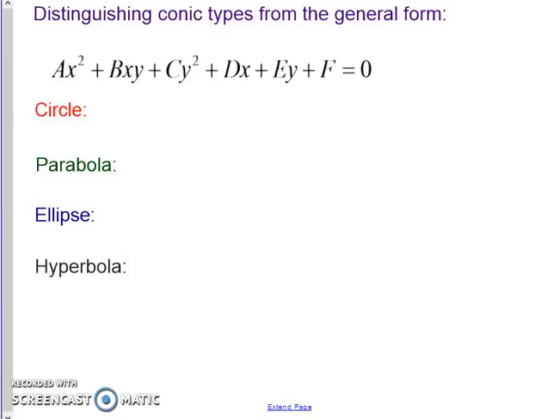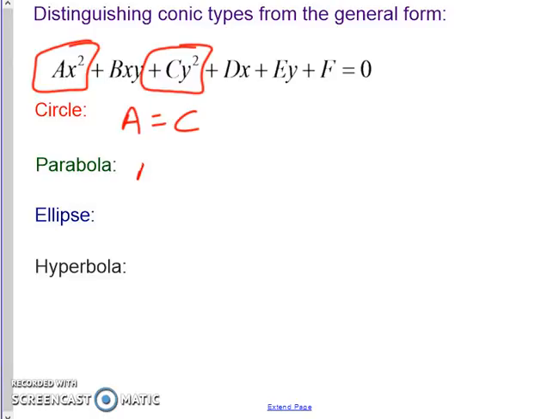So now we have the general form of a conic section, and again, please notice everything is on one side of the equation is equal to 0. The only thing that we actually really need to focus on are the squared values, the ax squared and the cy squared. Those are the ones that need to be on the same side of the equation. So we are going to compare those. So if a equals c, then it is going to be a circle.